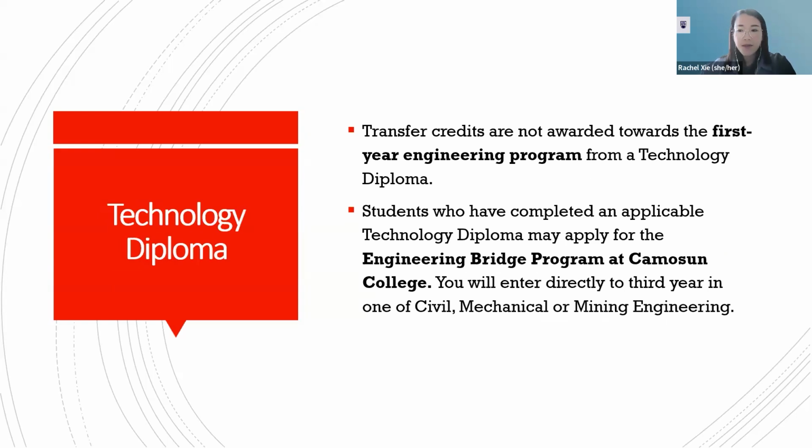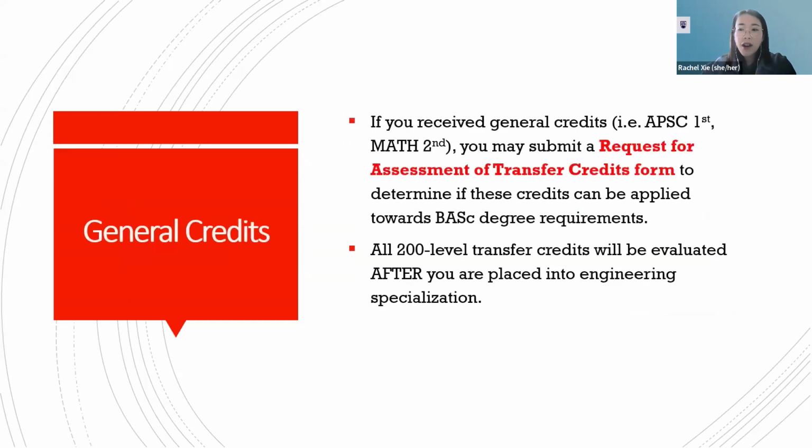And if you have completed a technology diploma, please note that non-transfer credits can be awarded towards the first year engineering program. And we would suggest those students to apply for the engineering bridge program at Camosun College. Then you will enter directly to third year in one of civil, mechanical, or mining engineering programs at UBC. So these are all the different transfer student groups when you are admitted to UBC.